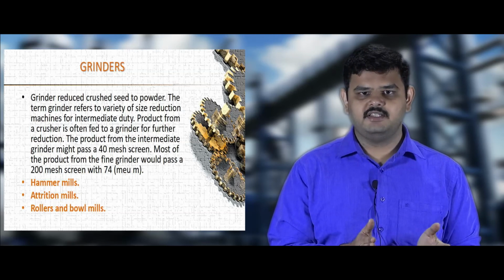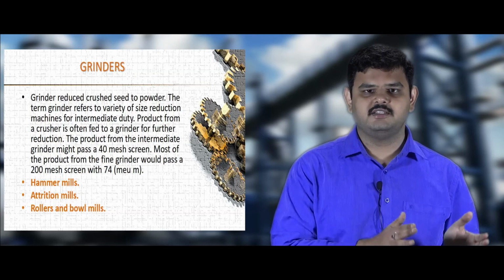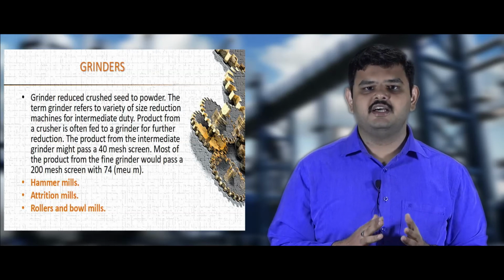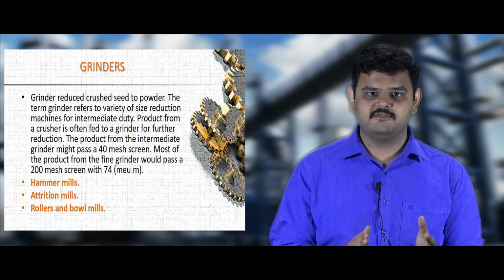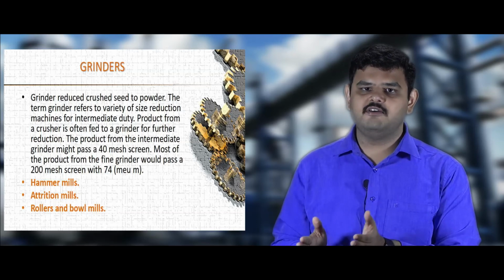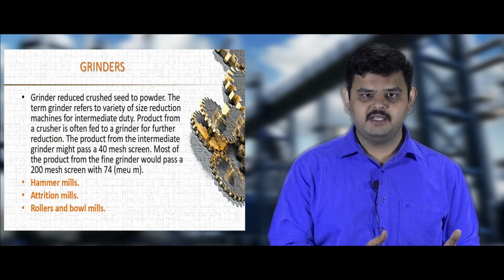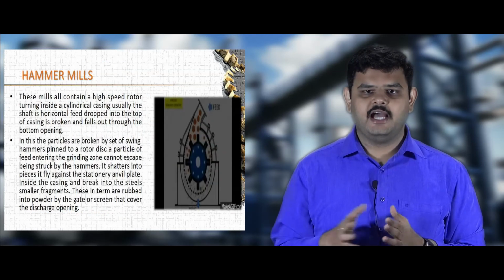The grinders having the intermittent capacity have products which pass through a screen size of 40 mesh. The grinders having the intermittent capacity and the fine capacity have products which pass through the size of 200 mesh. The different grinders are the hammer mill, attrition mill, and rollers and bowlers. The first one is the hammer mill.